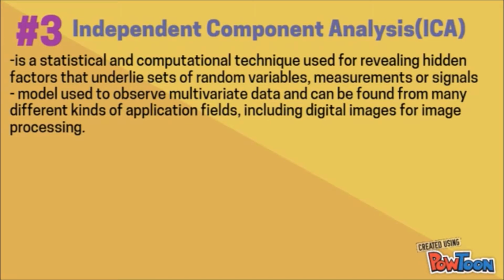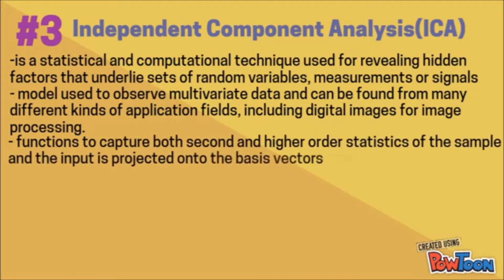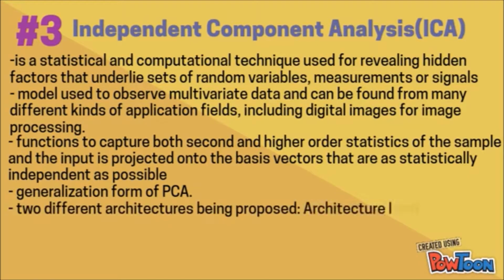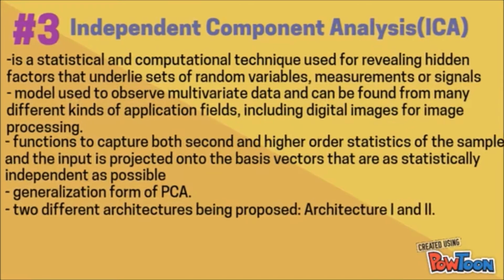ICA functions to capture both second and higher order statistics of the sample, and the input is projected onto the basis vectors that are as statistically independent as possible. ICA can also be said to be a generalization of PCA. For face recognition, there are two different architectures being proposed, Architecture 1 and 2.